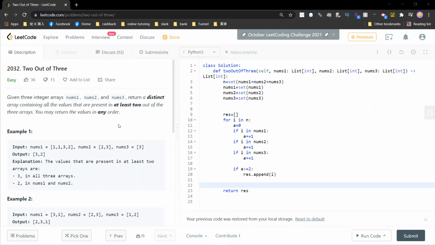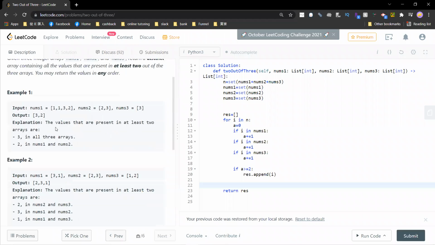Hey, welcome guys. So this problem is very new that I solved in a contest, and I'm not sure what I solved is very good, but at least I can solve it.